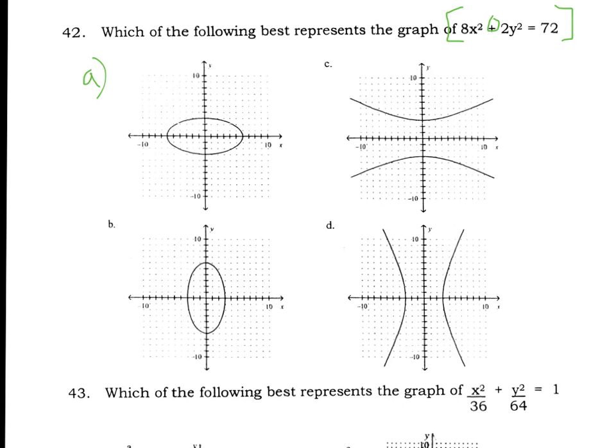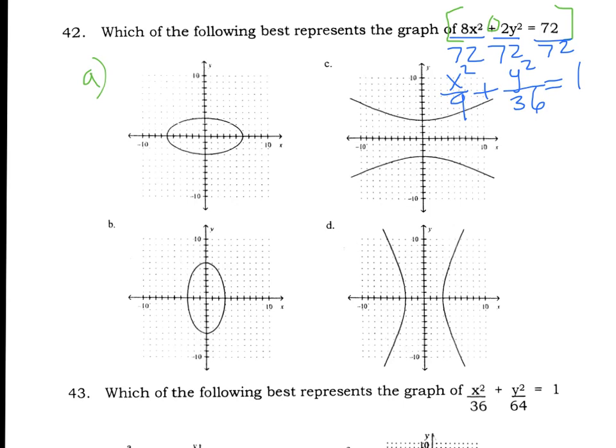Now, it's hard to tell which one it is right now because the ellipse is not in standard form, and standard form of an ellipse should be set equal to 1. So what I'm going to do is divide through by 72. Here, here, and here. Because 72 over 72 is 1, and I will over here get y squared over 36 if I simplify that fraction, and here I will get x squared over 9.